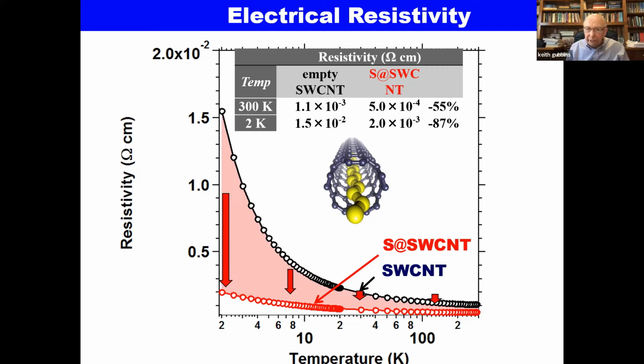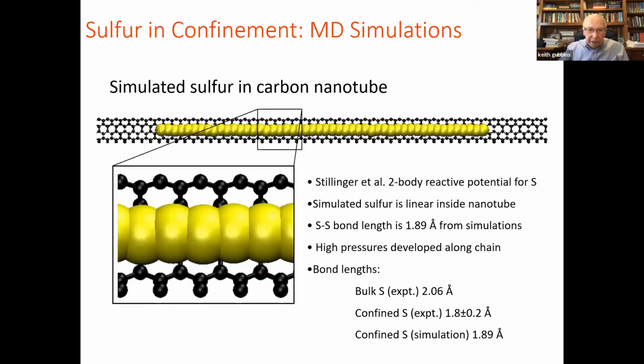So we did some simulations. The work was done by a PhD student named Cody Addington, whose portrait I showed in the beginning. Next slide, I think. Yeah, this is the simulation now. So this is the sulfur chain. We use a reactive potential due to Stillinger and others when they were at Bell Labs. They developed this reactive force field. And you can see these sulfur atoms are very compressed. They're bonded, covalently bonded. So they're no longer simple spheres. And here they are inside the tube.